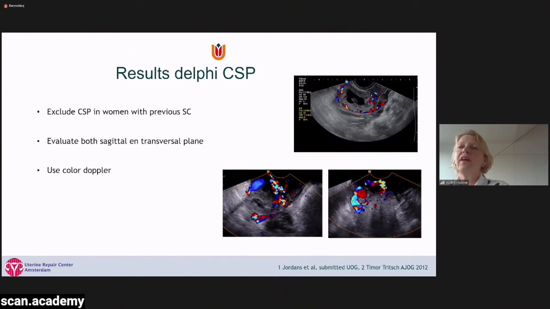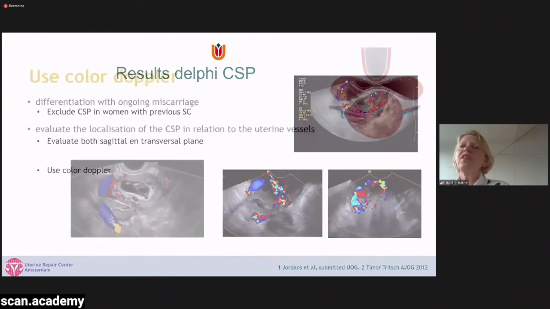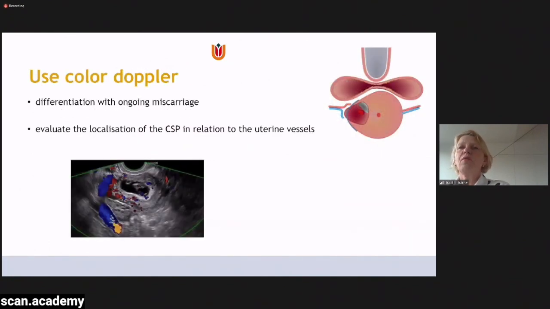So be aware if you scan a woman with a previous cesarean section, and evaluate in both directions, in the sagittal and in the transversal plane, and use color Doppler, because it makes it easier to identify a cesarean scar pregnancy, but it also allows differentiation from an ongoing miscarriage. And it also allows you to evaluate the localization of a cesarean scar pregnancy in relation to the uterine arteries.